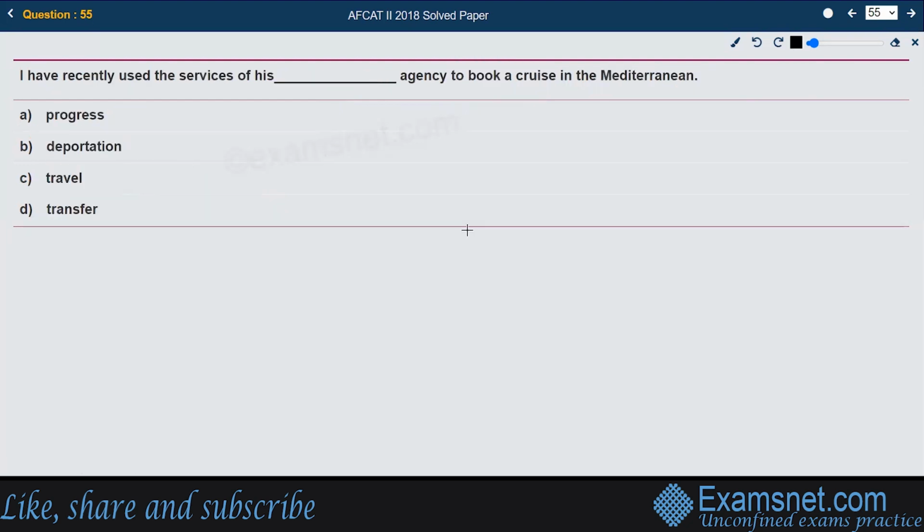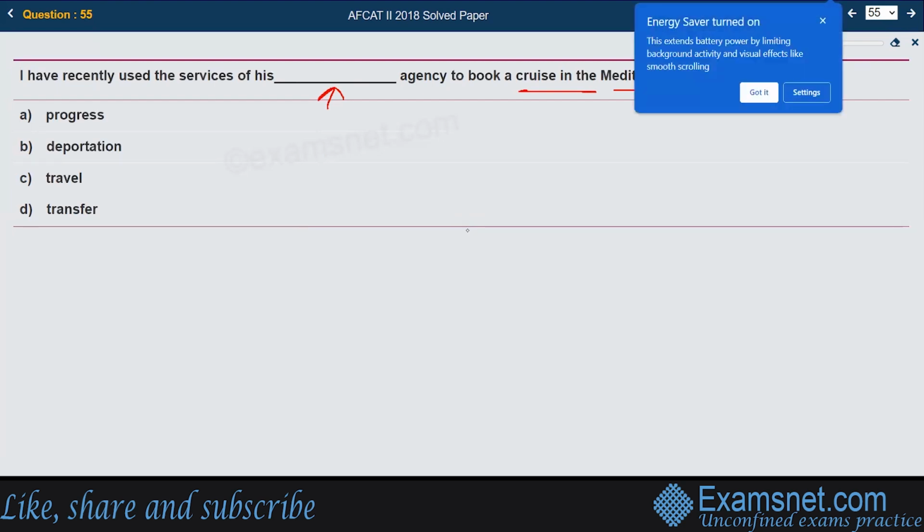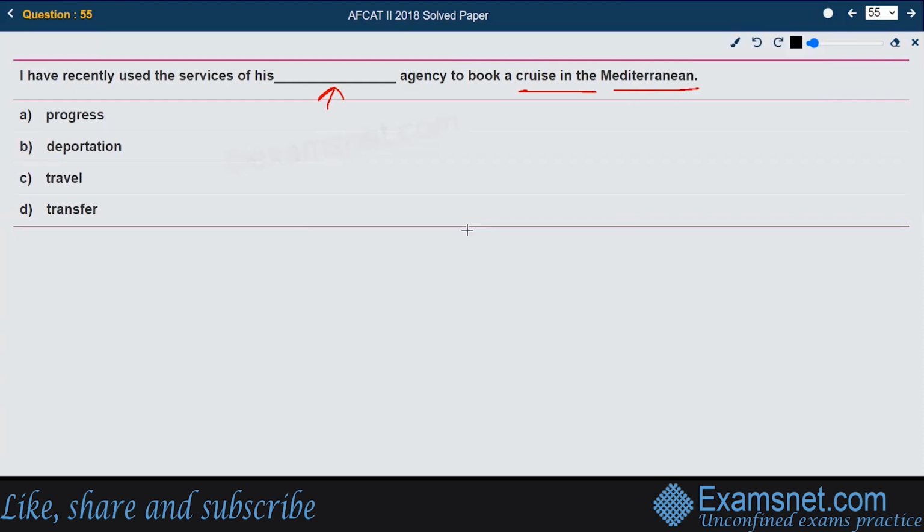Next is, I have recently used the services of his dash agency to book a cruise in the Mediterranean. Okay, so something is being booked, and that is used for the purpose of travel. So the services of his travel agency, the right answer should be travel agency. It cannot be a progress agency, it cannot be deportation agency, it cannot be a transfer agency. It is only required to be the travel agency, and that is the right answer, option C.